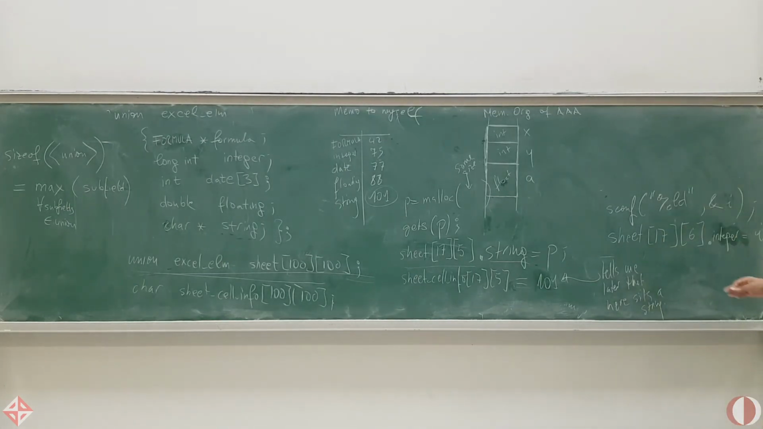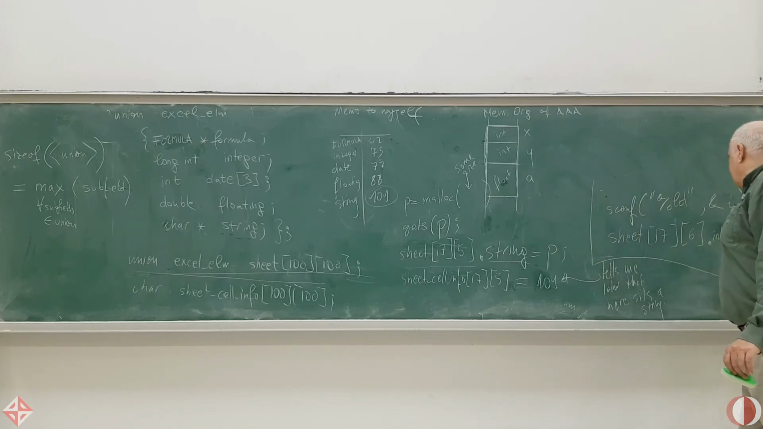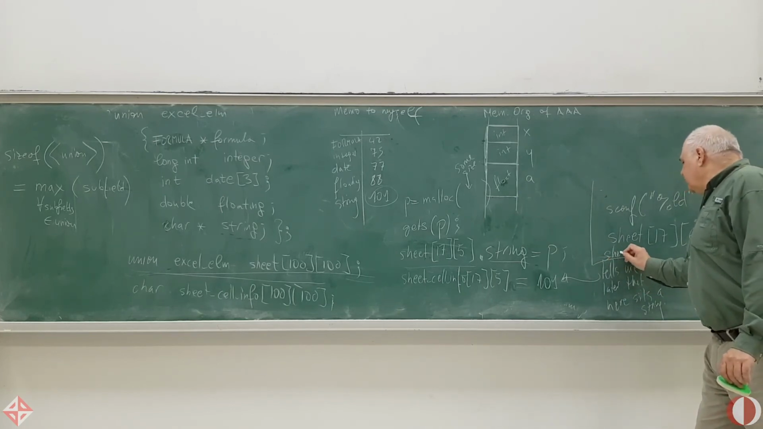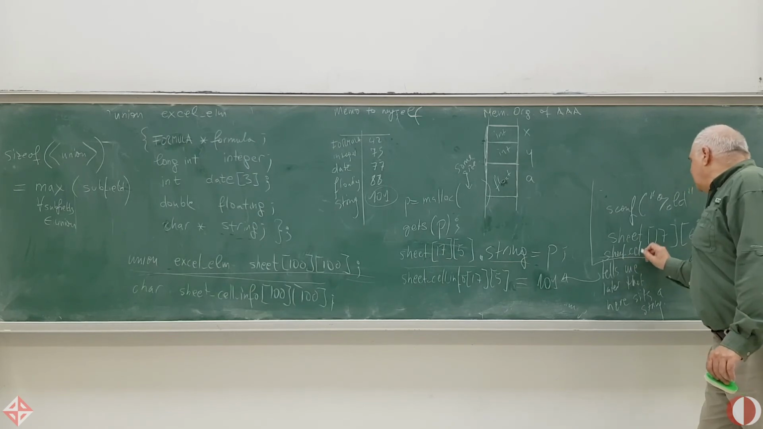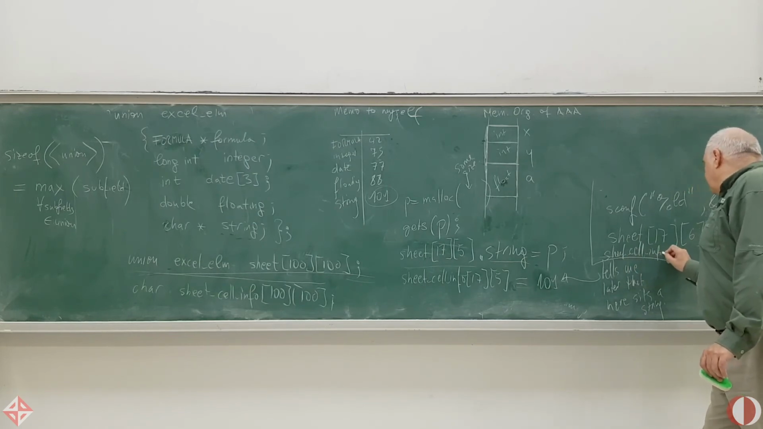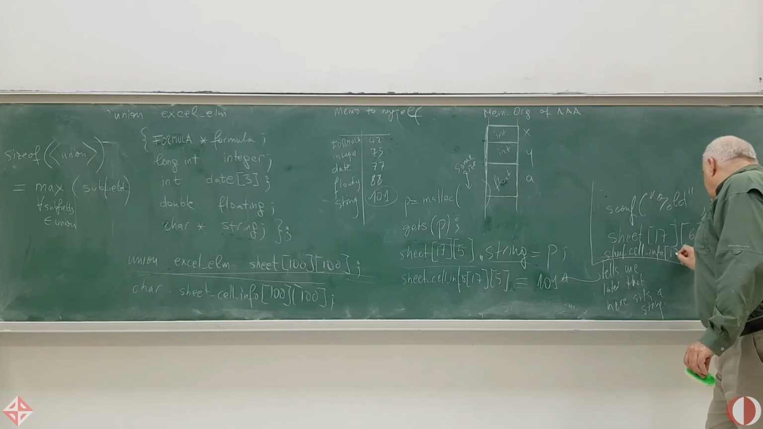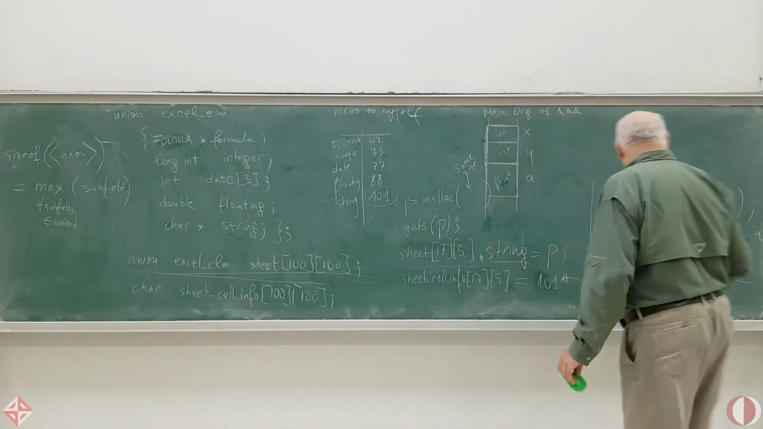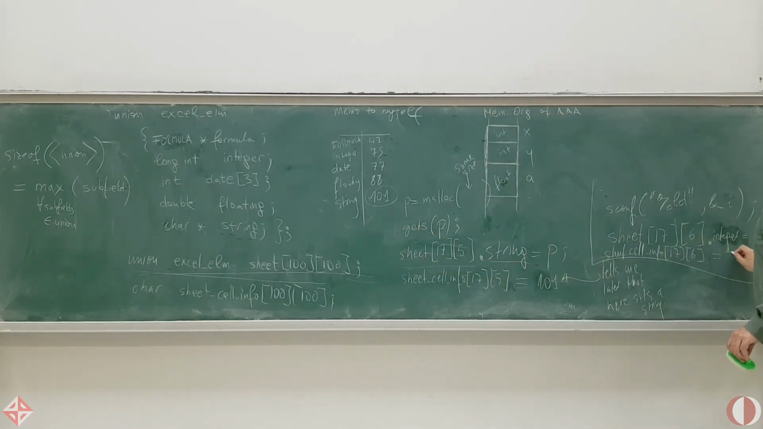And in the following example, you would presumably use sheet cell info 17, 6, integer, what, 75, okay? 75 tells me that it is an integer.